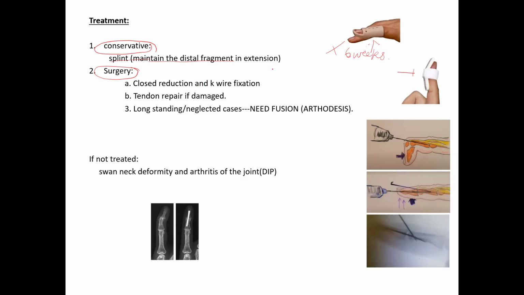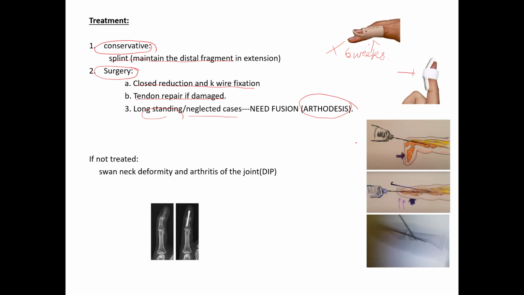So sometimes, if there is large displacement or the fracture fragments are not coming closer to each other, we need to go for closed reduction under C-arm guidance. Or sometimes there is a tendon injury, we need to go for tendon repair. And in long-standing cases where the patient is coming maybe after 3 months or 4 months, sometimes we can't do the reconstruction, so we need to go for fusion of the distal interphalangeal joint.